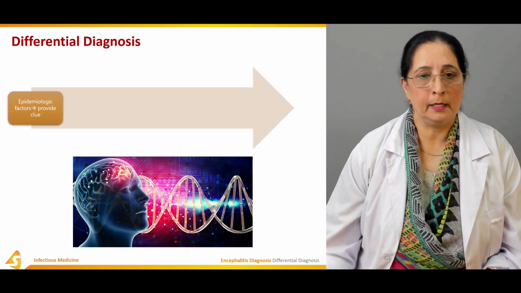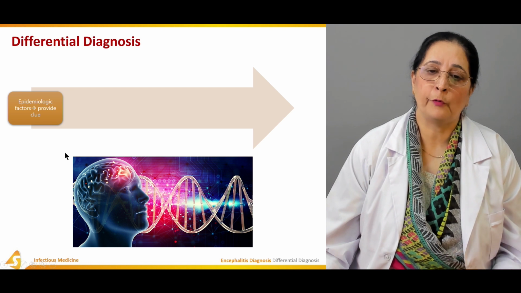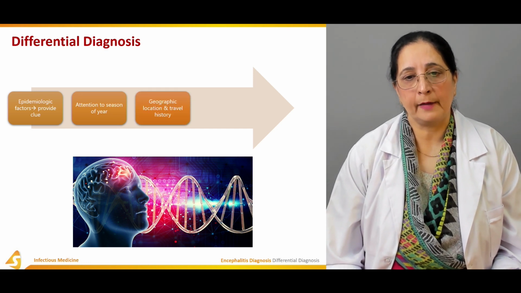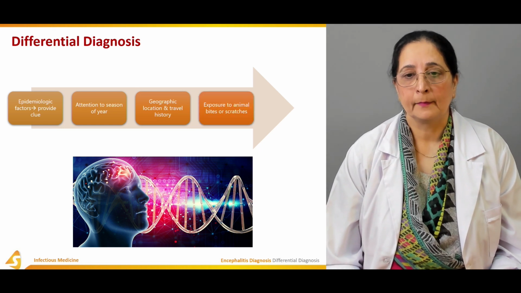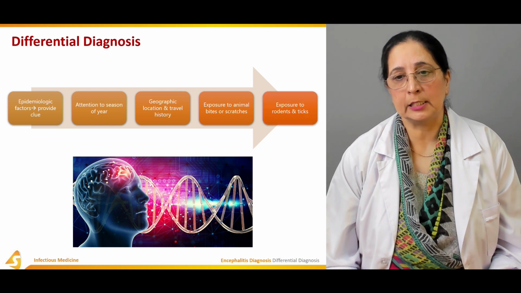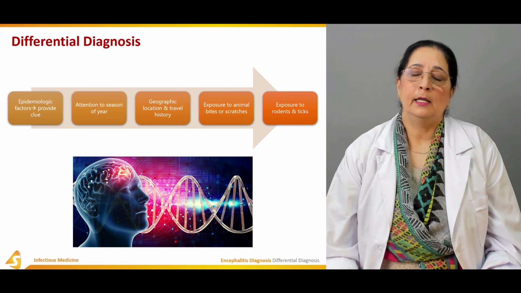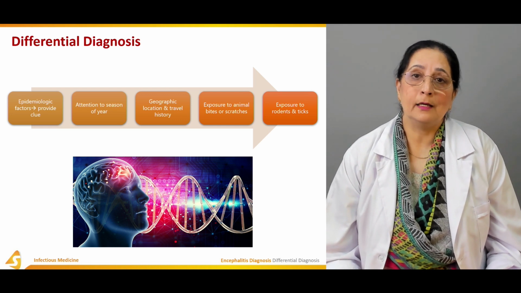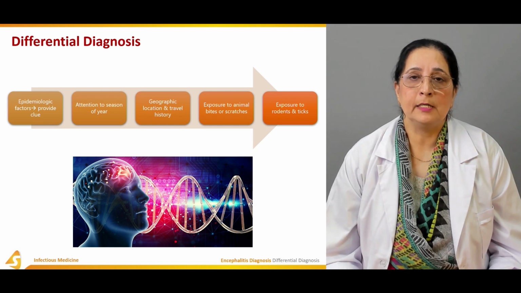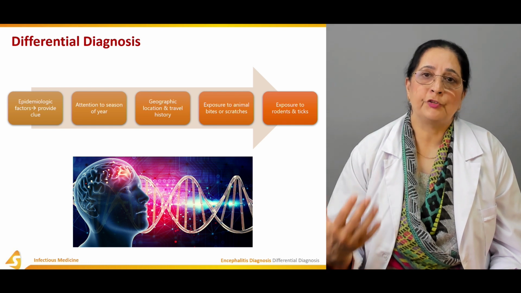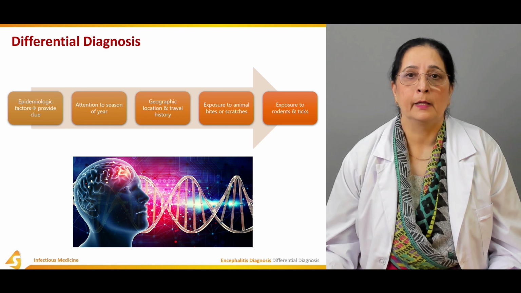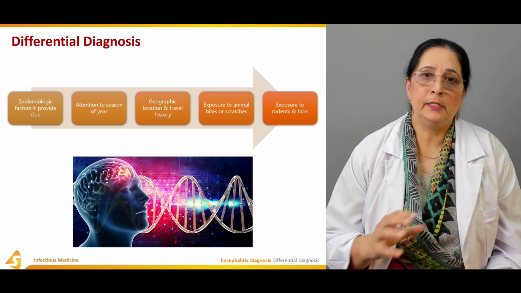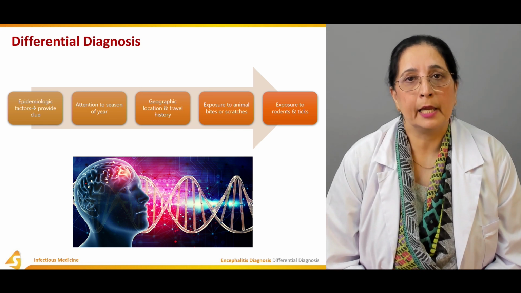Differential diagnosis, again: epidemiological factors also provide a clue about the causative factor. Attention to season of the year is also effective. Geographic location and travel history, exposure to animal bites or scratches, and exposure to rodents and tick bites. Lyme disease is caused by tick bite, Borrelia burgdorferi. So all these are different clues. If the patient traveled to a certain region of the world that has some common diseases present there, the patient can be affected by that. So all these can give the clue to the differential diagnosis of the cause.